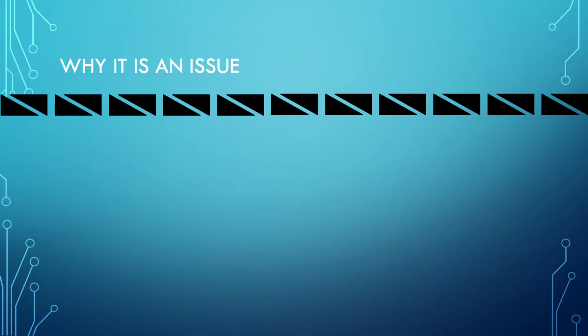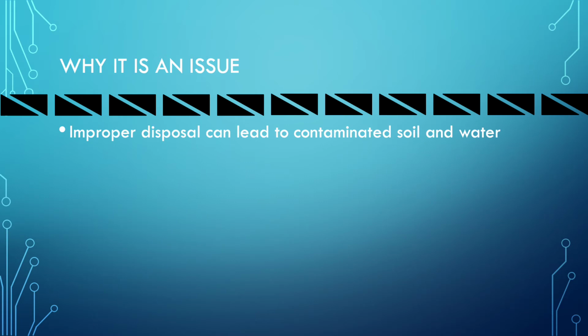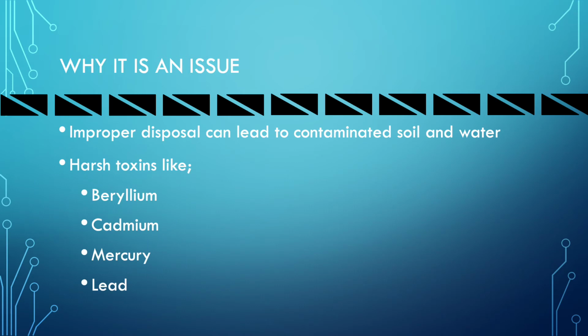So why is this an issue? If the devices do end up in our landfills and are not properly disposed of, they can leak toxic materials into the soil and potentially into water sources. Some of the major harsh chemicals that can be found in electronic devices are beryllium, cadmium, mercury, and lead.